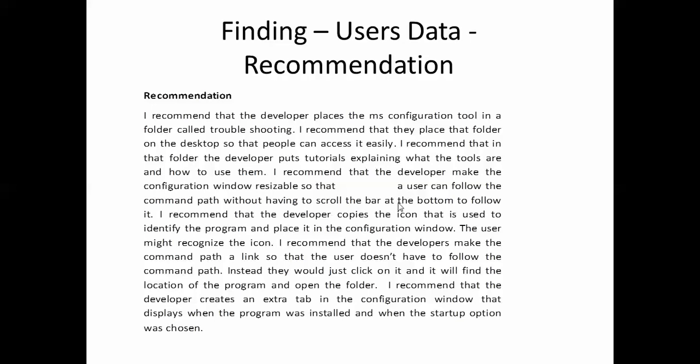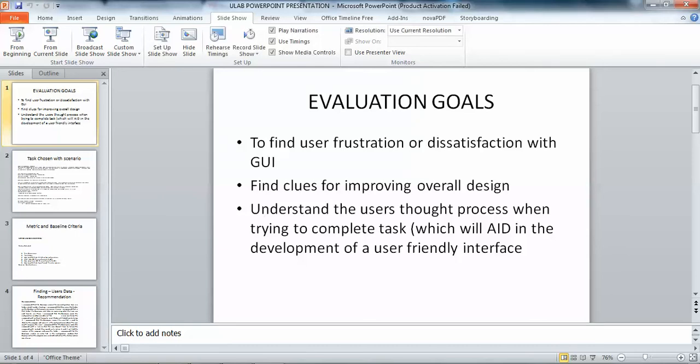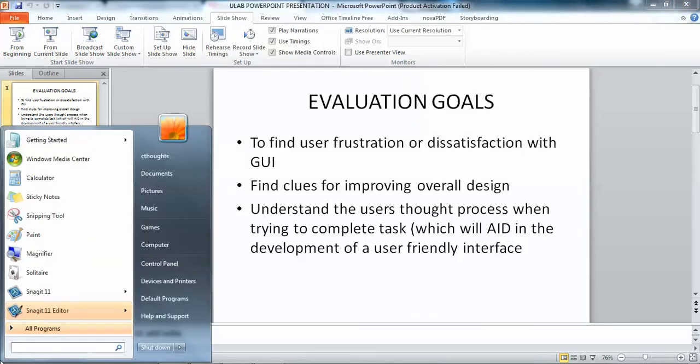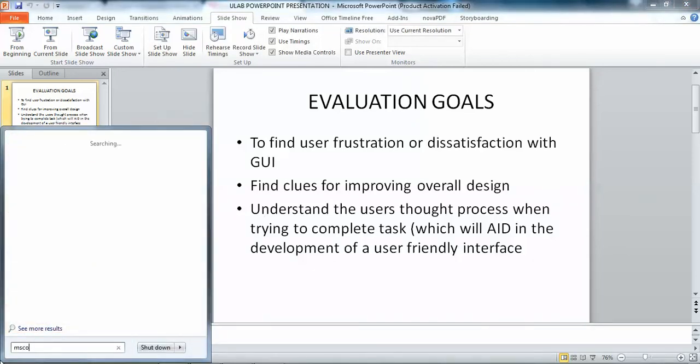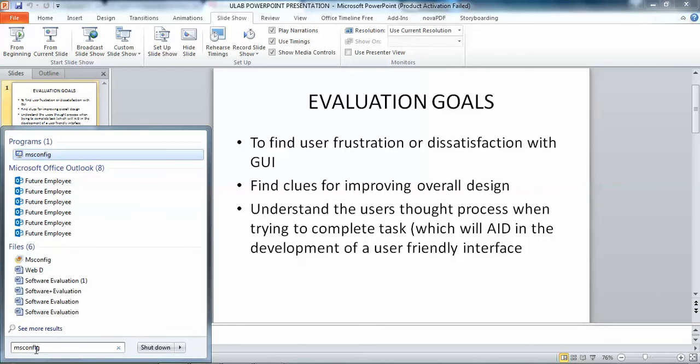Okay, so what I'm going to do is just go in. This is the MS config tool. So basically what I was saying in the recommendation is that instead of somebody having to type this in MS config, because it's obviously the configuration of the Microsoft features, just put it in a troubleshooting folder and put that directly on the desktop, so that people don't have to necessarily remember MS config.